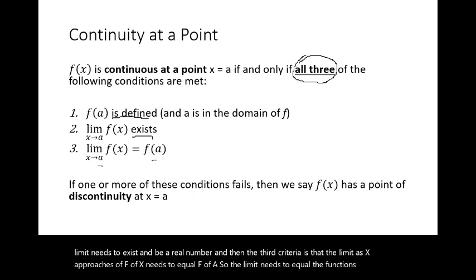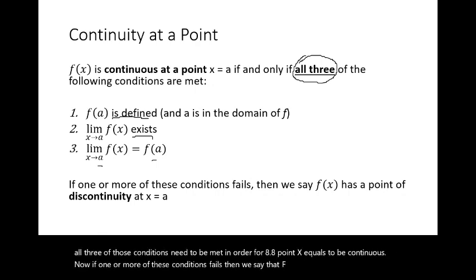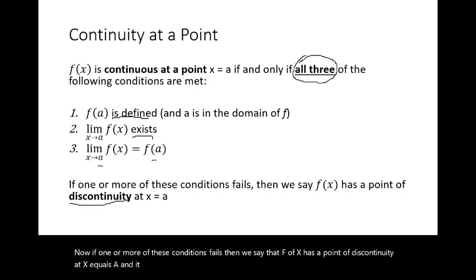Now, all three of those conditions need to be met in order for a point x equals a to be continuous. Now, if one or more of these conditions fails, then we say that f of x has a point of discontinuity at x equals a. And it doesn't matter which criteria it fails. If it fails even one of them, it is automatically a point of discontinuity.